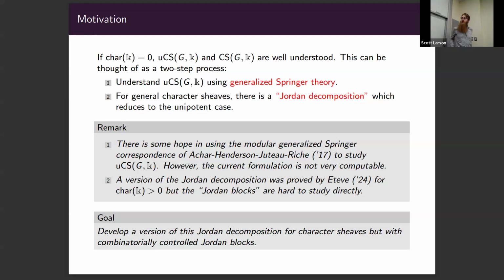But one of the hard things is that the Jordan blocks that are produced in Eteve's formulation are about as hard to study as the unipotent character sheaves themselves, in a sense that we'll see shortly. So what I really want to do is to develop a Jordan decomposition for character sheaves, but to have really tight control over the actual Jordan blocks, so that we can eventually study these unipotent character sheaves. And the main method of having these combinatorially controlled Jordan blocks will come from doing a sort of mixed lift of this problem, which we'll get to in a little bit.